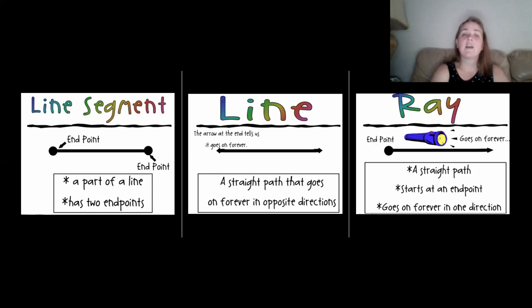A line, if you notice, has these little arrows. The arrows mean that it goes on forever and ever, so there is no end. The next word is ray. A ray has an endpoint, but it goes on forever in the other direction.